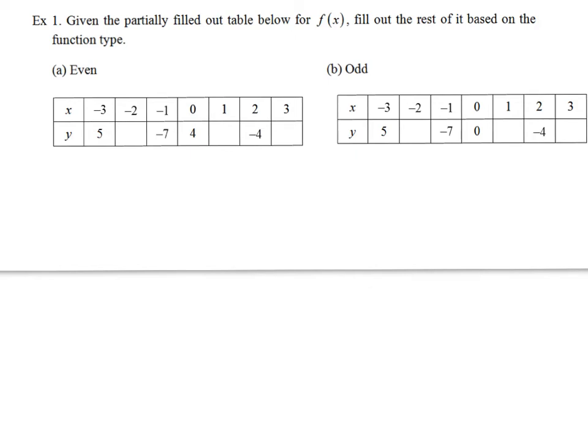Now that we've had an introduction into the definition of an odd function and an even function, let's see how the coordinates are going to be affected based on which kind of function we have. So in example number 1, we're given a table, but the table is only partially filled out for f of x. In part A, we're told that the function is an even function. So if a function is an even function, then that's telling me that when I have opposite x values as the inputs, they are going to produce the same y's.